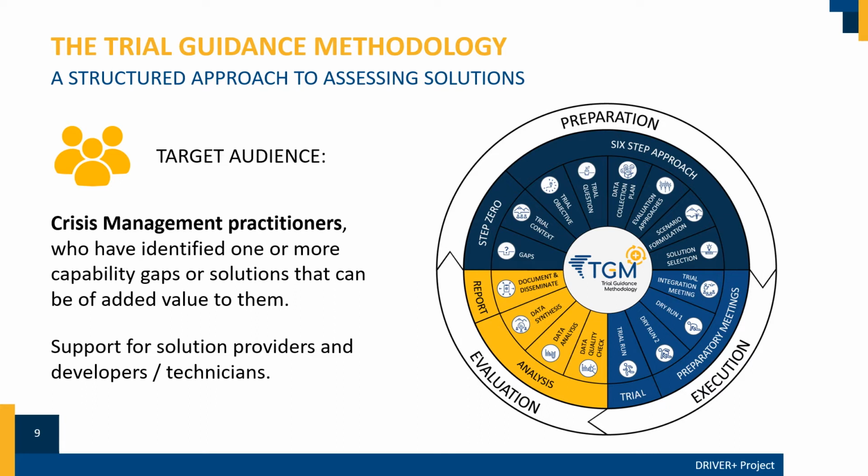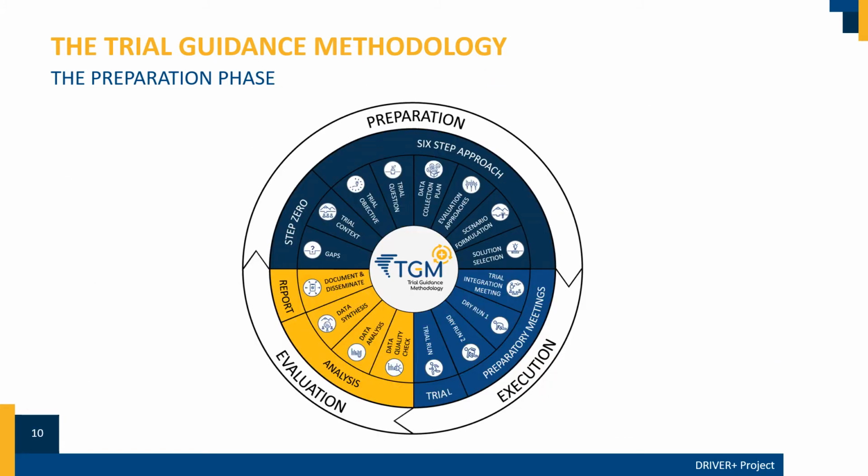Now back to the structured approach of the Trial Guidance Methodology. The TGM consists of 3 phases: a preparation phase, an execution phase, and an evaluation phase. You need to go through all of those phases in order to actually assess an innovative solution for its added value in your specific context. But do not worry, it is not that complicated. In the next slides, you will learn about the very beginning of the preparation phase. Step 0.